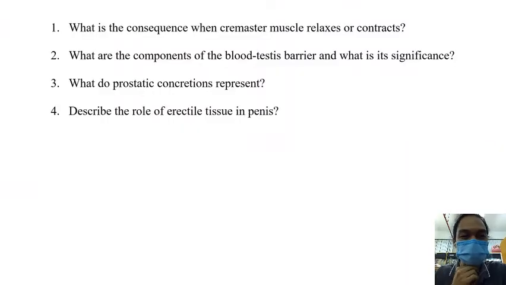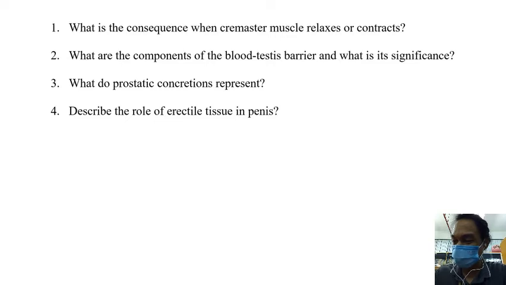Now to the questions. What is the consequence when the cremaster muscle relaxes or contracts? I think we have answered that one a while ago. What are the components of the blood-testis barrier and what is its significance? We have answered this in the lecture, and that has something to do with the Sertoli cells. The Sertoli cells have tight junctions near the base, near the basal lamina. Its significance is that it prevents sperm antigen from entering the blood.